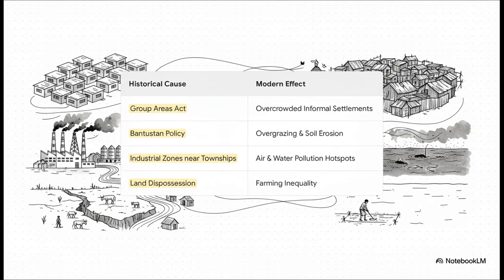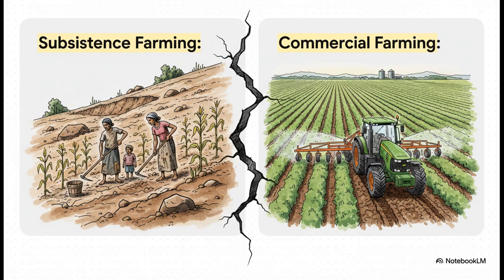And guess where they decided to put the polluting factories and mines? Yep, right next to the townships. It's not a coincidence, it's a blueprint. You can see this legacy so clearly in the world of farming.